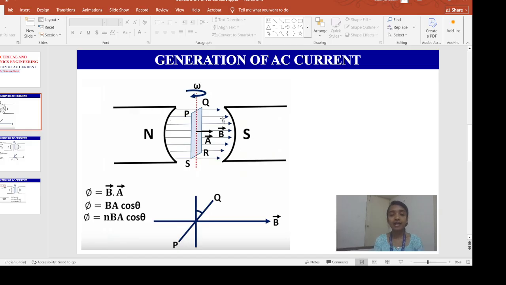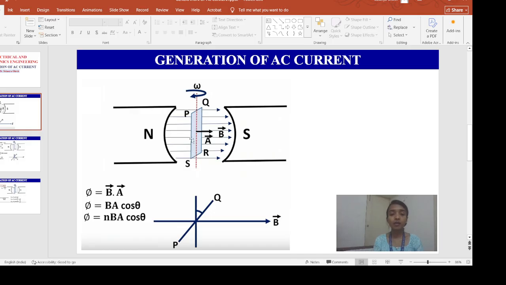The direction of the magnetic lines of force is from north to south. These magnetic lines of force are represented by the B vector. Now, if you place a coil in this permanent magnet, this coil PQRS is a loop.